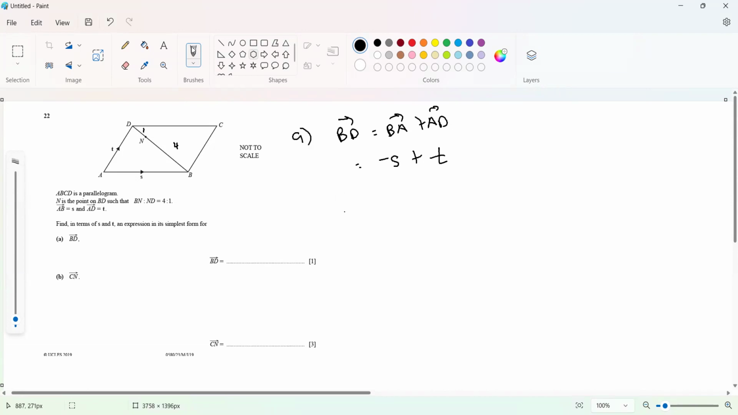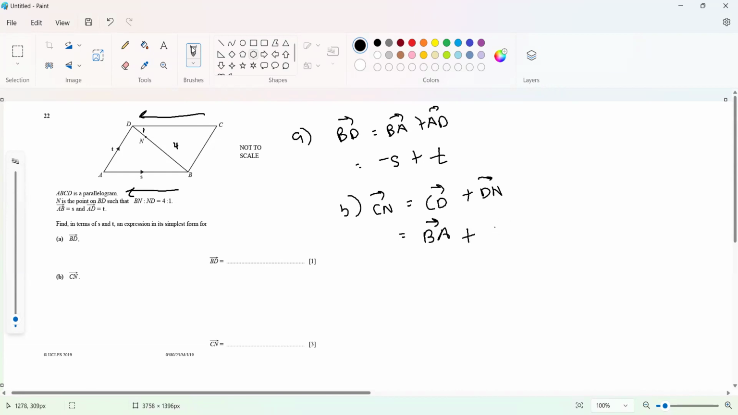And then we're done. Finished. So that's for A. And then for B is CN. So CN is just CD plus DN. So CD is just the opposite of BA, right? Because CD is in this direction, it's a parallelogram. So it's just the opposite direction of AB, which is BA.